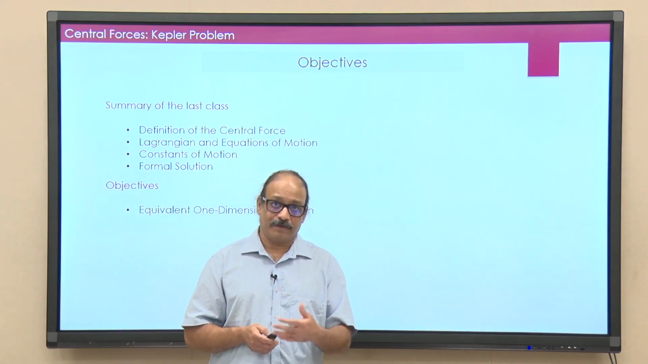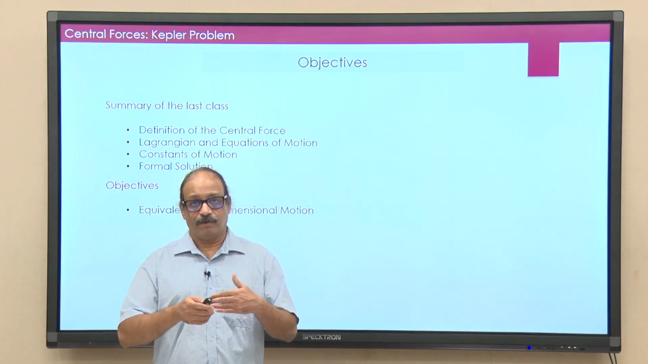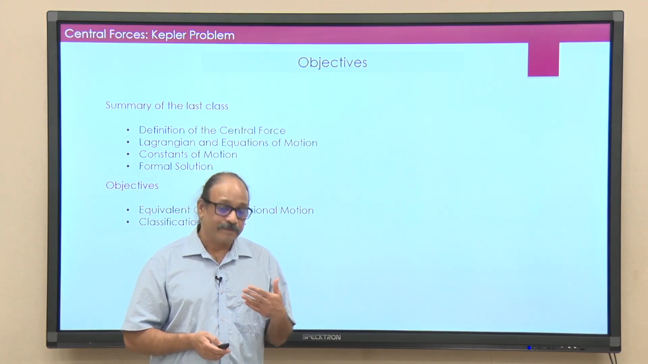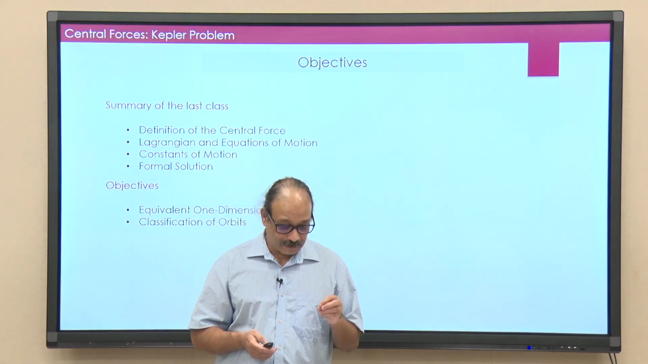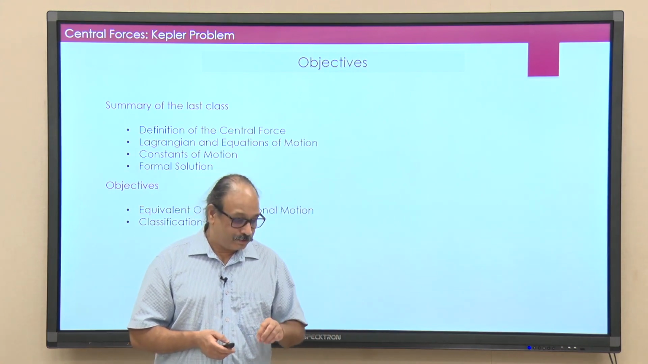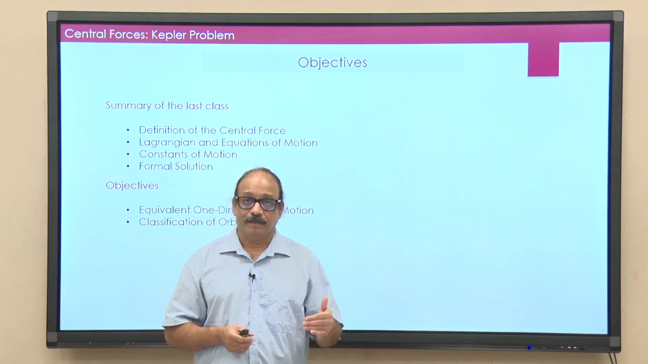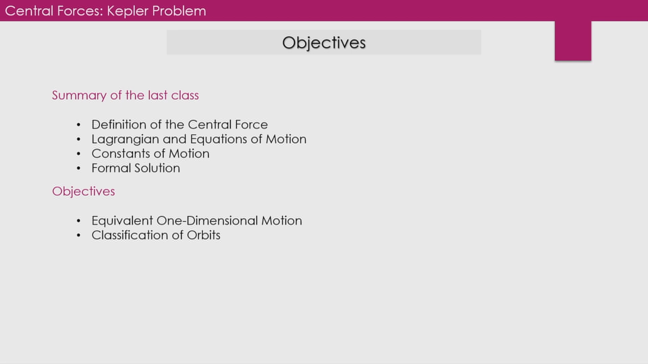So, that kind of classification we want to do, and to do that it is helpful to describe the whole central motion as an equivalent one dimensional motion. I will come to that in a moment, but use that idea of equivalent one dimensional motion to describe the orbits here, and then we will do some small classification of these orbits. Okay. Now, what I mean by equivalent one dimensional problem is you start with, so we have already done this.